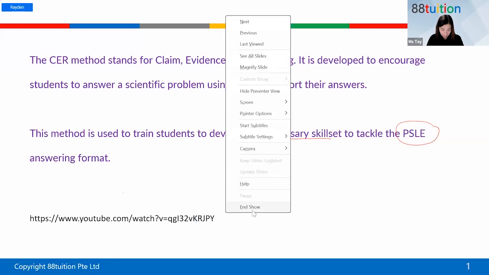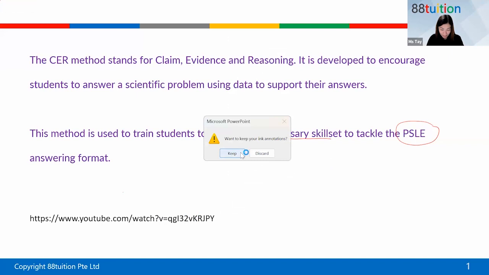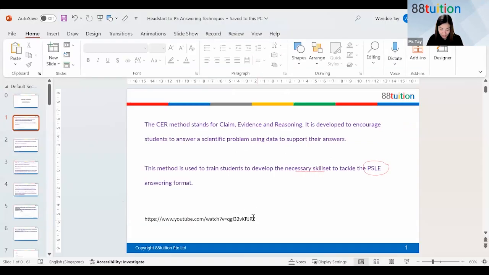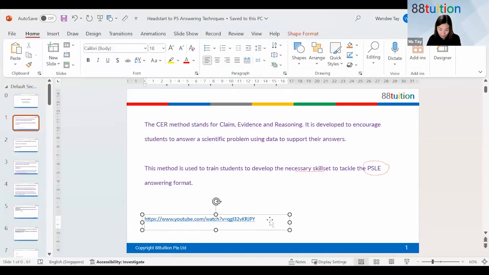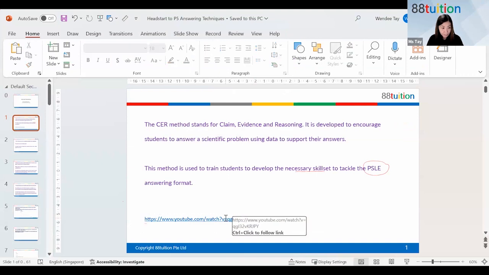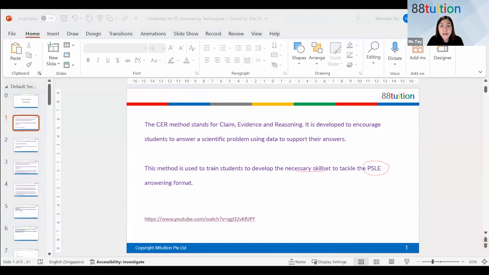I know what happened. Raiden, don't annotate on my slides. Okay, I will give you a chance to annotate. I know students love annotation. So don't worry, when it's time for me to get you to annotate, I will. Let me share the video.